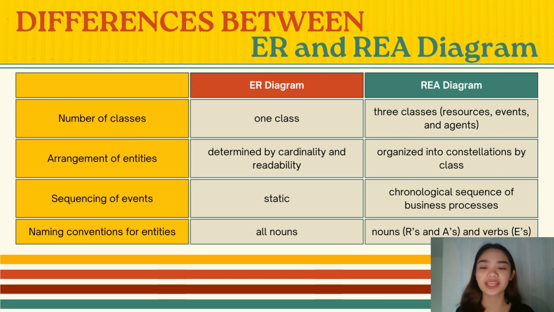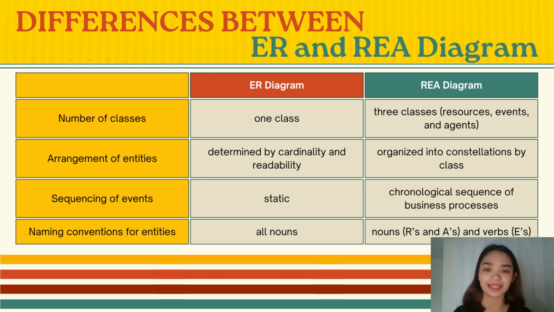Moving forward with the arrangement of entities. In an ER diagram, their proximity to other entities is determined by their cardinality and by what is visually pleasing to keep the diagrams readable. Cardinality refers to the relationship between entities. It indicates how many instances of one entity are associated with instances of another entity. It also helps determine the placements and connections between entities.